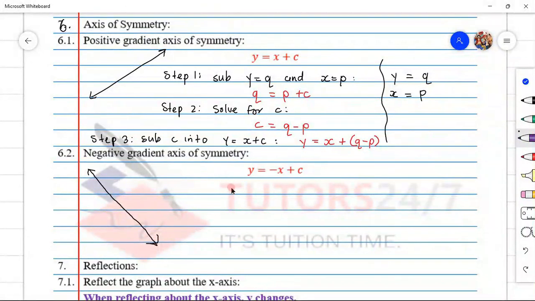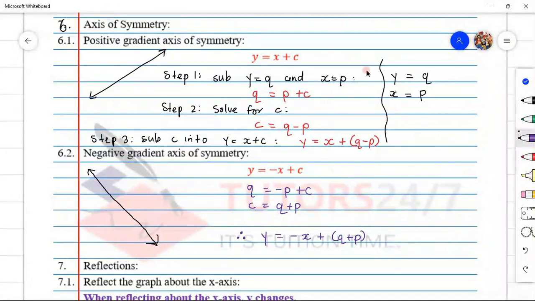So we know that step number 1 is to substitute Q as Y and P as X. So this is going to be Q equals negative P plus C. Our step number 2 is to solve for C. So C would end up being Q plus P. From here we can substitute C into the original and we would end up with Y equals negative X plus Q plus P, whatever that value is.